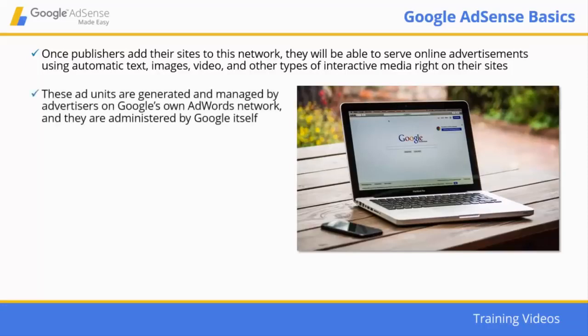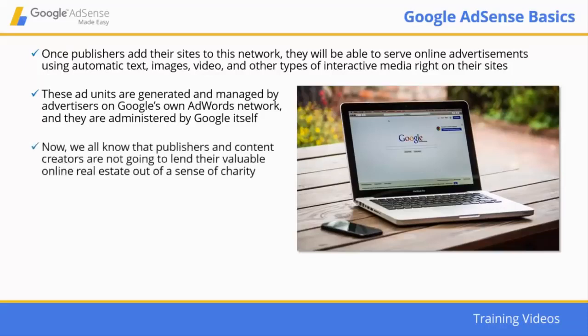These ad units are generated and managed by advertisers on Google's own AdWords network, and they are administered by Google itself. In other words, Google serves ads on sites that are part of the AdSense network on behalf of advertisers that are part of the AdWords network.